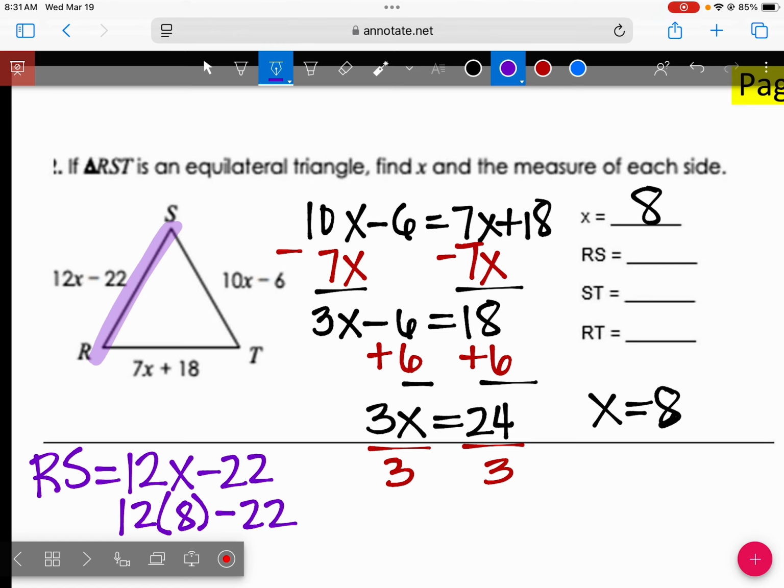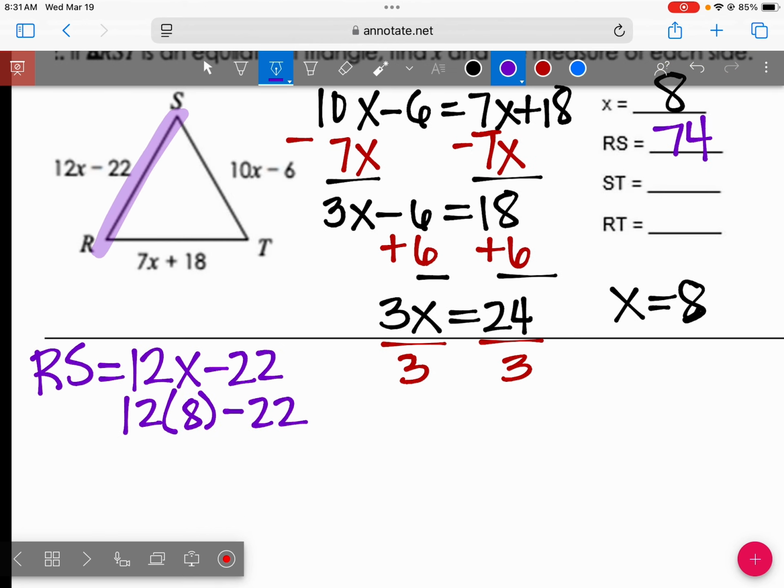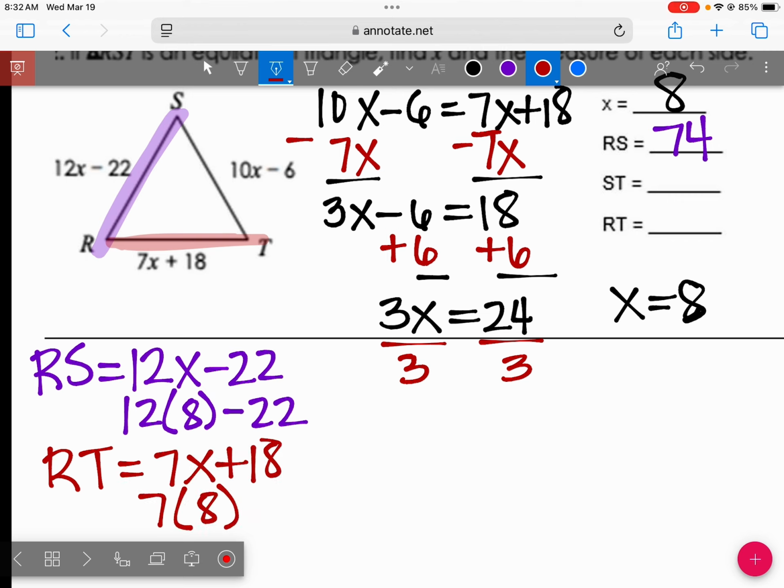What'd you say, Juan? 74. Anybody else get 74? I don't have a calculator, so I'm trusting y'all. Okay. So if our calculation is right with x, the other two sides should also be 74. So let's verify that. Let's do RT. RT is 7x plus 18. So that would be 7 times 8 plus 18. Go ahead and type that in your calculator.